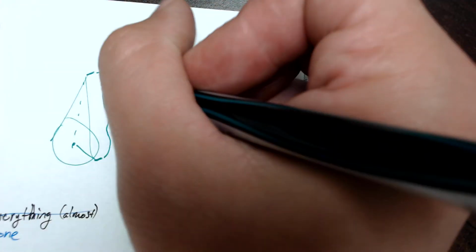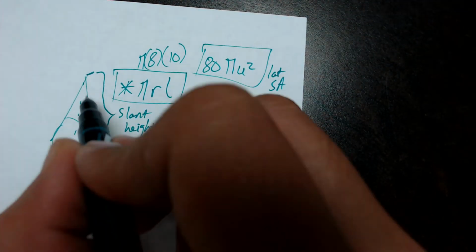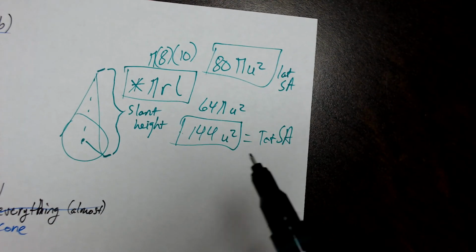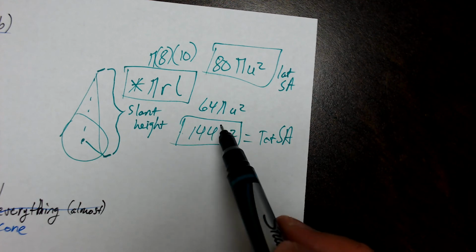So for surface area of a cone, don't forget to memorize this equation for finding the lateral surface area. And then if you need the area of the base, don't forget area of a circle.